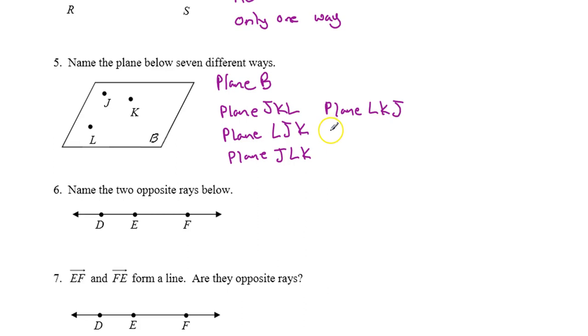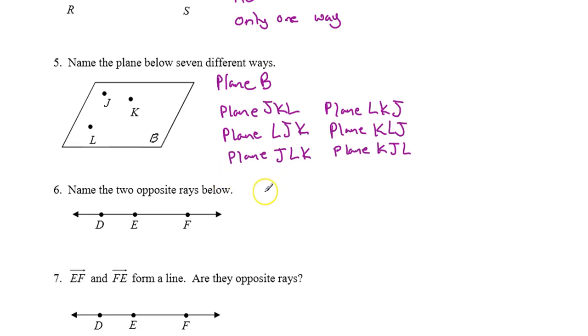So 2 of them start with J, 2 of them start with L, and then the last 2 would be ones that start with K. So KLJ or KJL. The point is, the order of the letters doesn't really matter here. You just need 3. And we could do more than 3. We could do 4 letters. Sometimes when we start drawing boxes or rectangular prisms, you'll see it done that way.